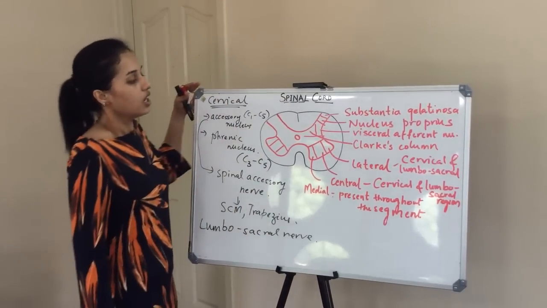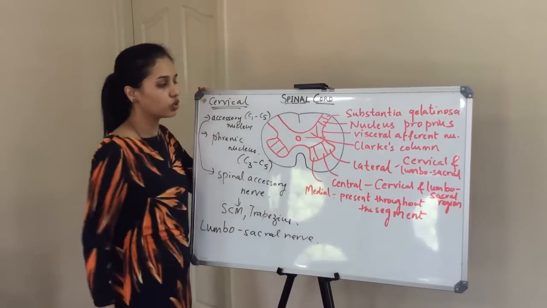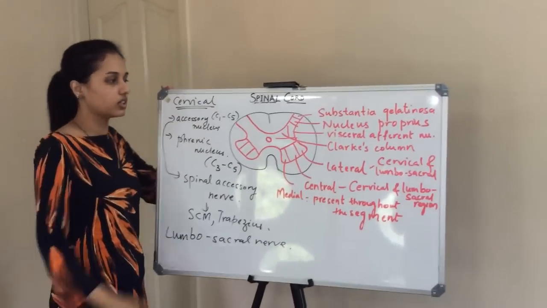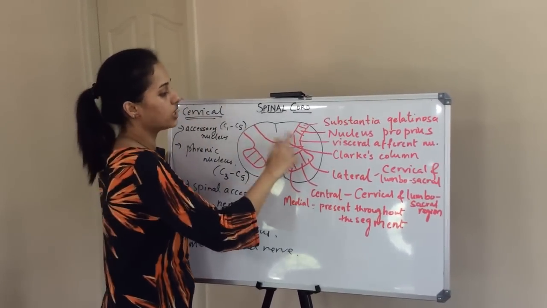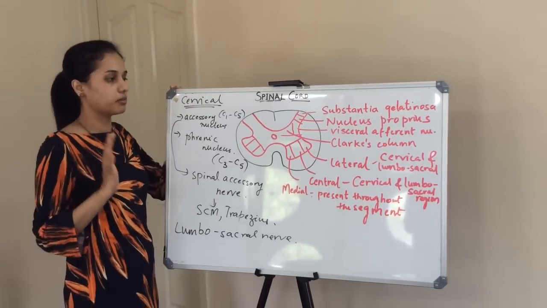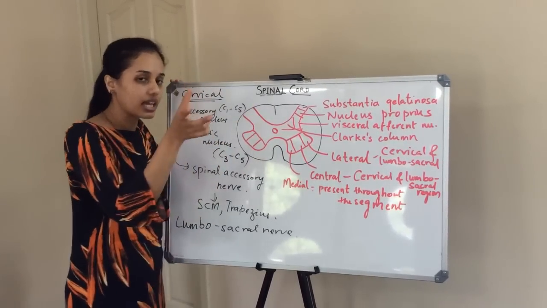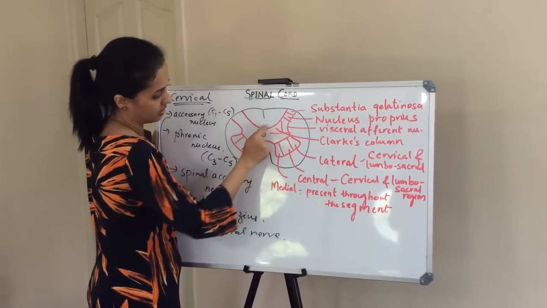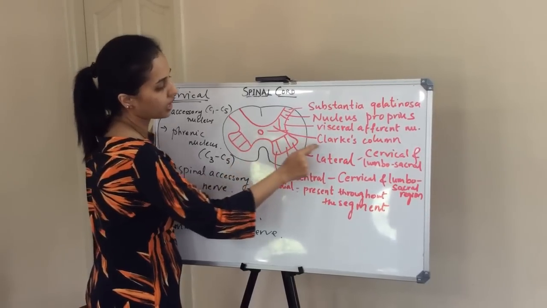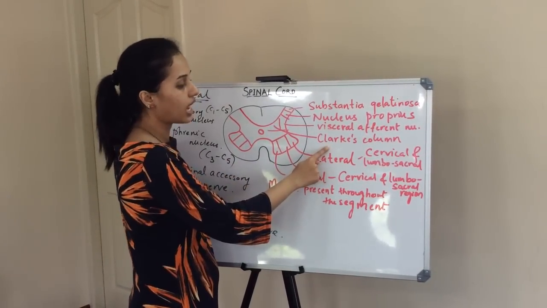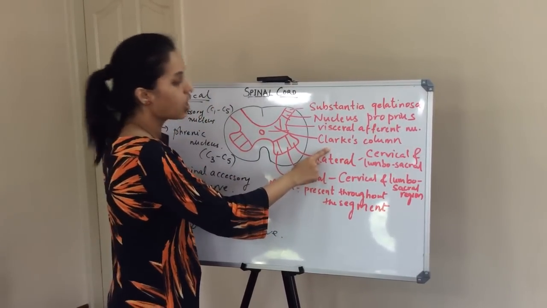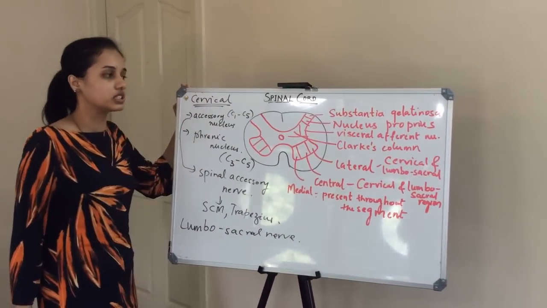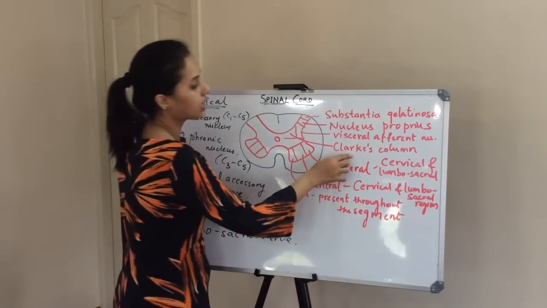So the nucleus proprius receives fibers from the posterior white column concerned with proprioception, 2-point discrimination and vibration sensation. Now the other two cell groups are situated at the base of the posterior grey horn. These are not present throughout the segments. They are mainly seen at the thoracic and the lumbar region. The medial area of the base is occupied by a group of cell bodies called the nucleus dorsalis, or Clark's column.